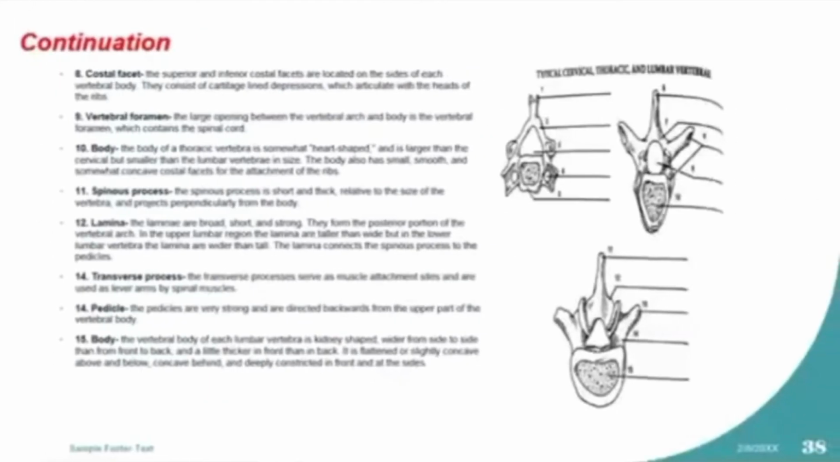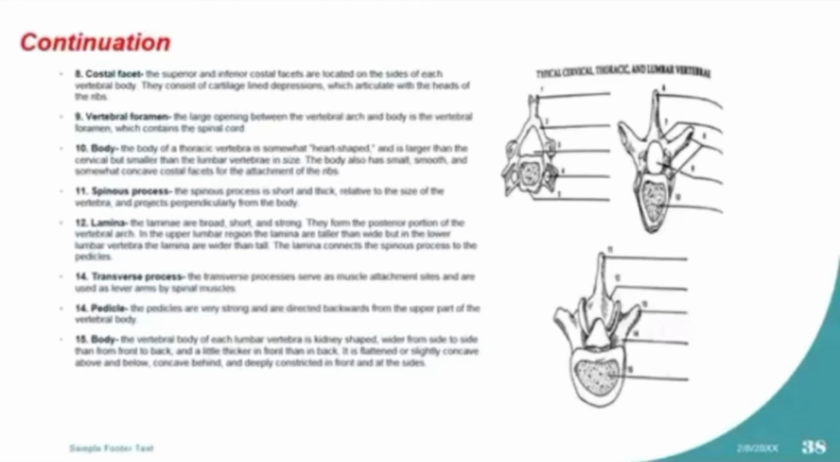So your number 8 is the costal facet. The superior and inferior costal facets are located on the sides of each vertebral body. They consist of cartilage-lined depressions which articulate with the heads of the ribs. Number 9 is the vertebral foramen. The large opening between the vertebral arch and body is the vertebral foramen, which contains the spinal cord.